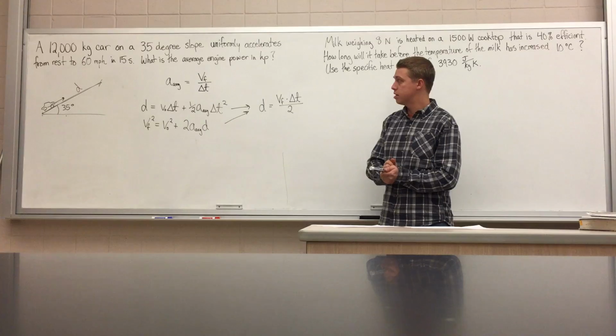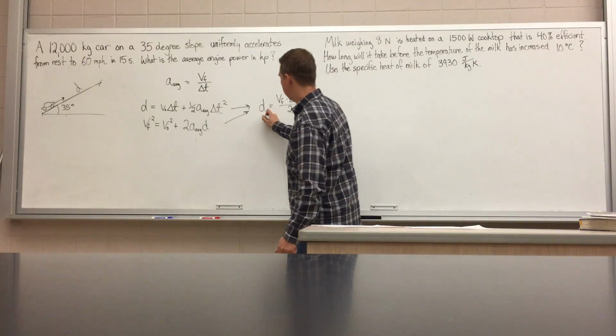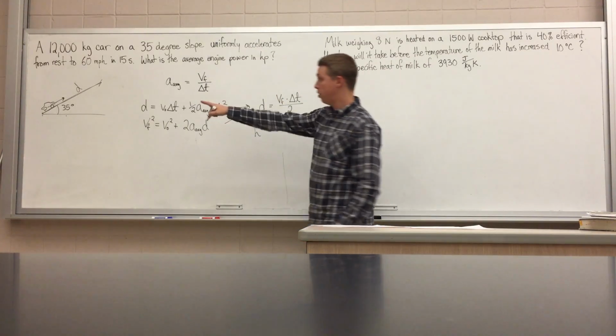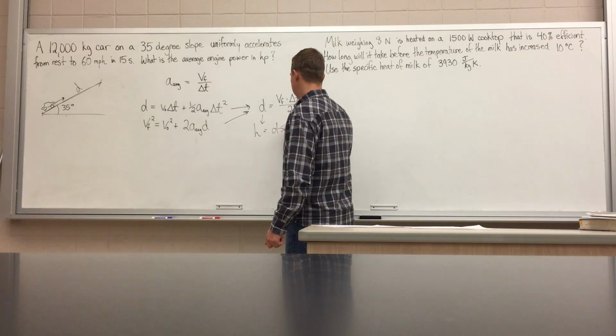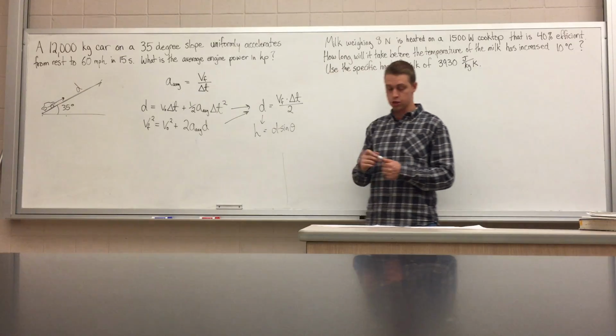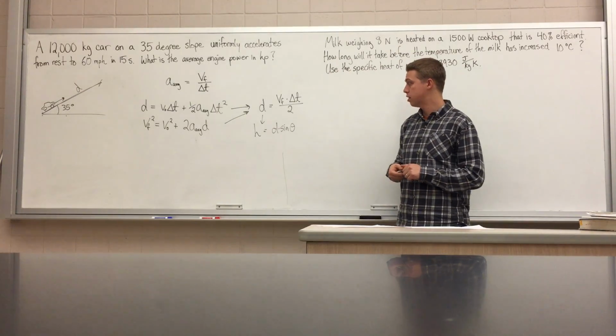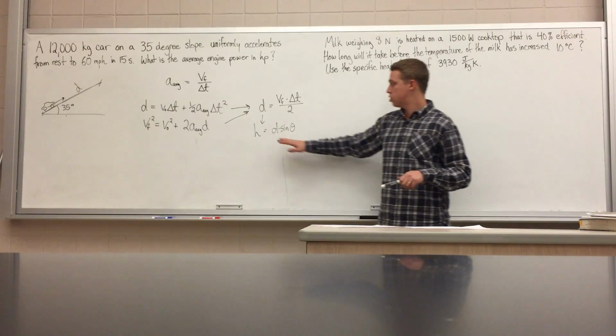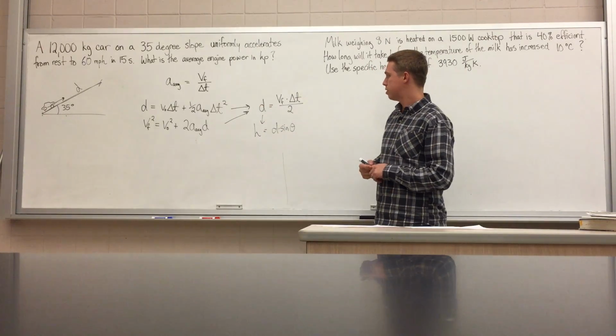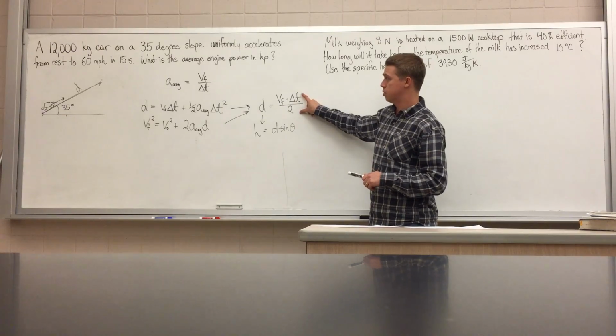Now that we have the distance, we can then infer that the height that we've gone is simply equal to the distance times the sine of theta. That just comes from trigonometry. You need to think about that a little bit more. Go ahead. All right, so we have an expression now for the height, and we have this in terms of things that we know.